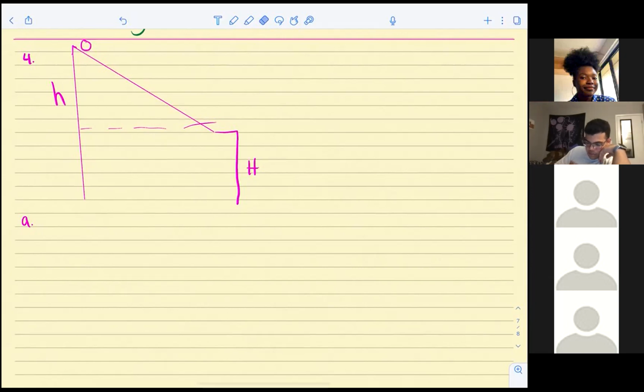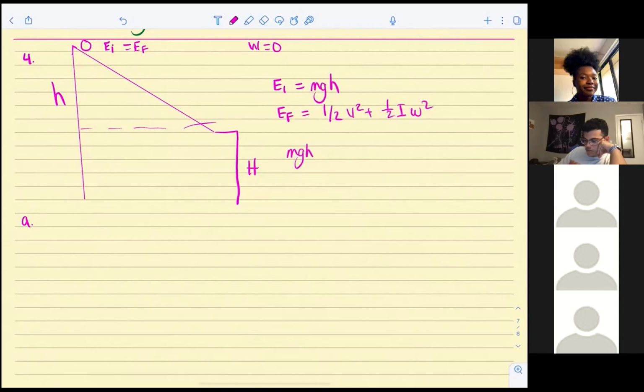Conservation of energy, right? So E initial equals E final because work is 0. And the problem tells you that. E initial, well, it's not moving yet, so it's just mgh. E final, once it gets to here, it's just the two kinetic energy terms, just like the recitation problem. 1/2 mv squared plus 1/2 I omega squared. So then you do mgh equals 1/2 mv squared plus 1/2 times 2/5 mr squared times v over r squared.